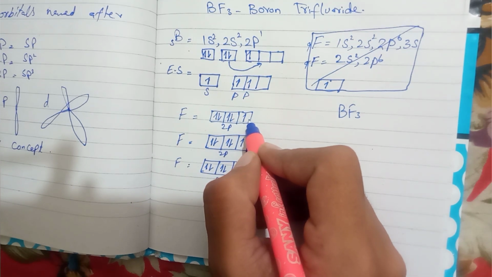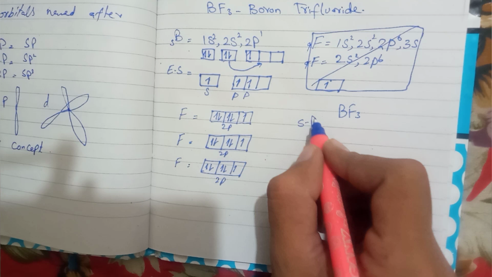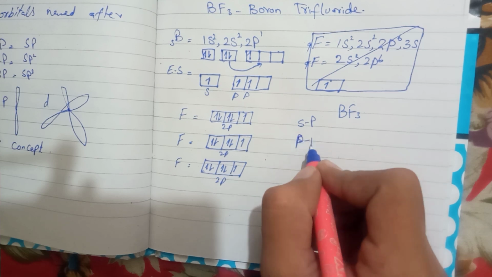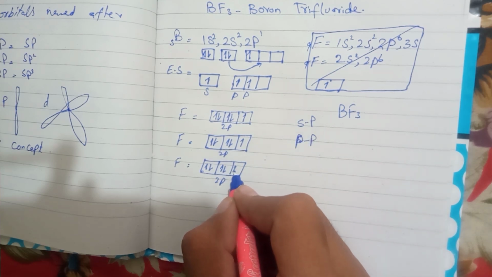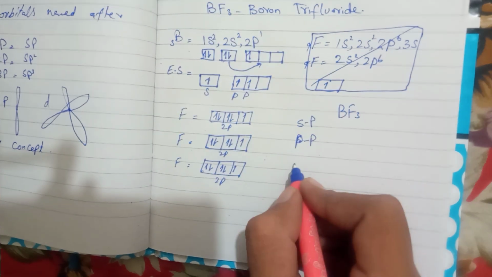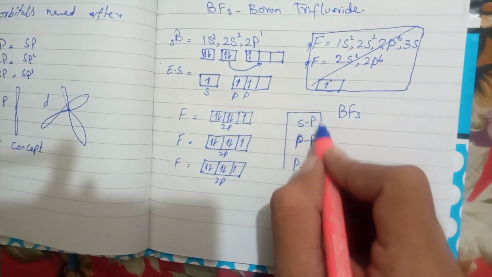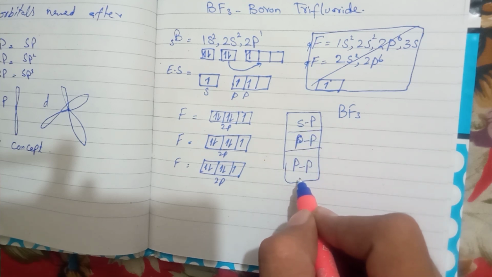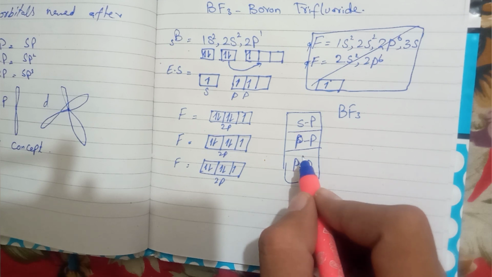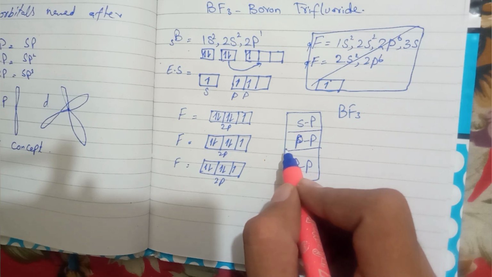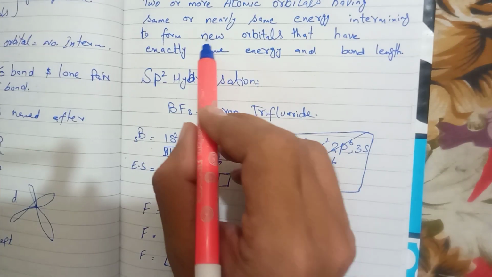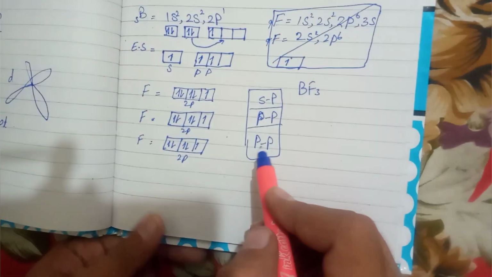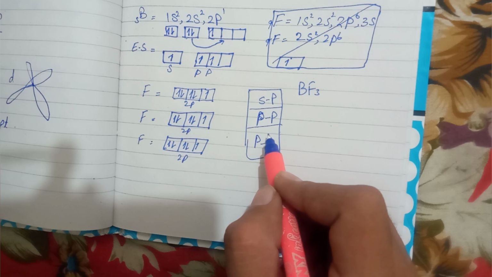If this p orbital makes a bond with the s orbital, the bond is sp. If the p orbitals make a bond with a p orbital, the bond will be pp. From here we can conclude that this is an sp bond, and these are pp bonds. This is not possible in BF3 according to the hybridization concept, because in hybridization the intermixing orbitals have exactly the same energy and bond length. Here the bonds are different, so their energy and bond lengths are also different.